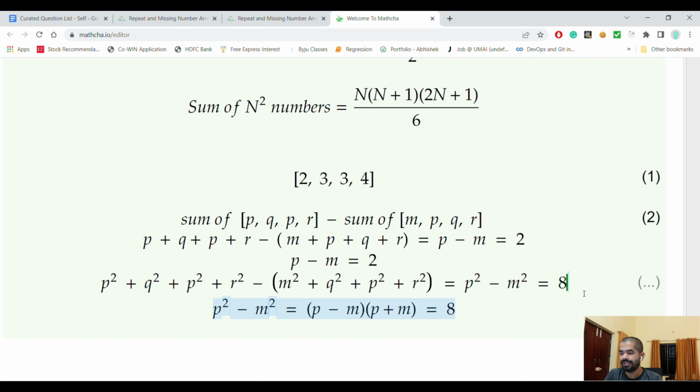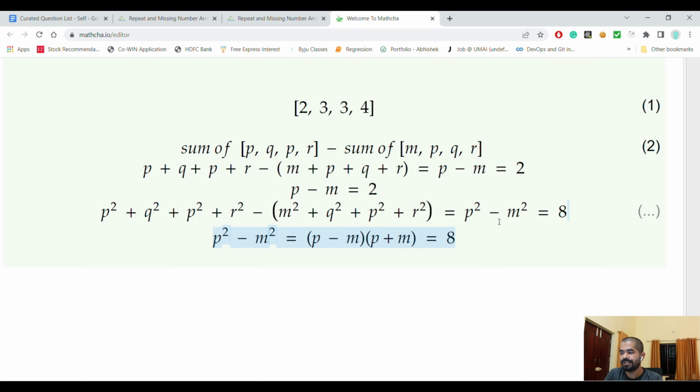So the next step is this. P square minus m square mathematically can be written in another form, which is p minus m into p plus m, which is equal to 8. This is another way in which you can write it. Now what is p minus m? P minus m is 2, which we found in the first equation. So substitute 2 here: 2 into p plus m is equal to 8. So now we got p plus m is equal to 4.